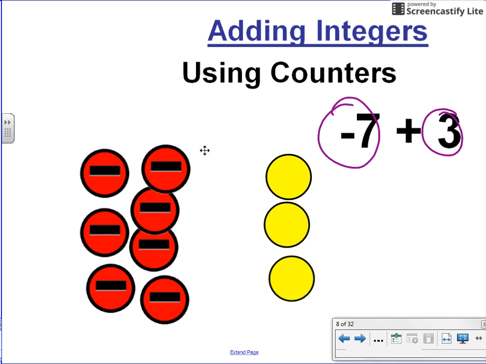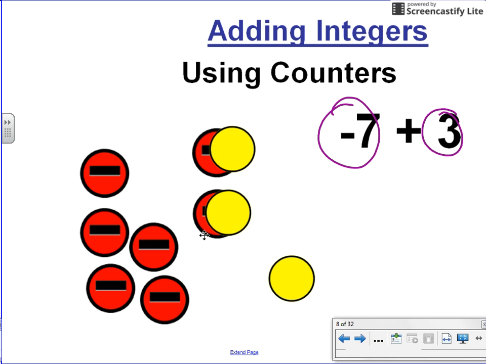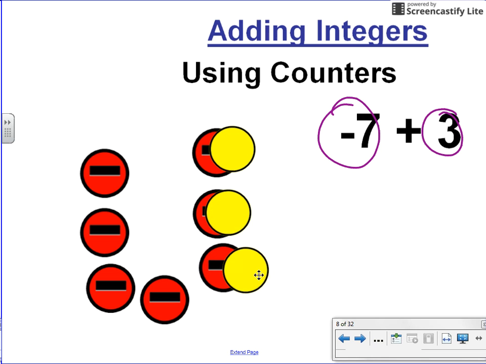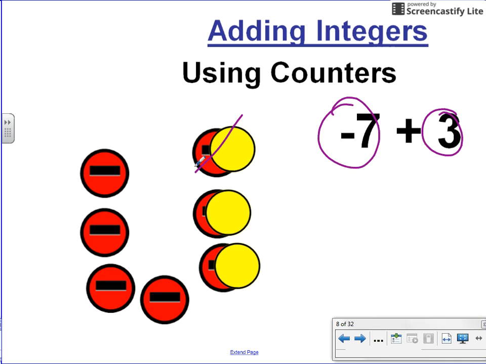Now here's what happens. Every single one of these negative guys counteracts one of these positive guys, and they wipe each other out. They neutralize each other. I always say they're kind of lining up like in a battle, and they wipe each other out and go to zero.